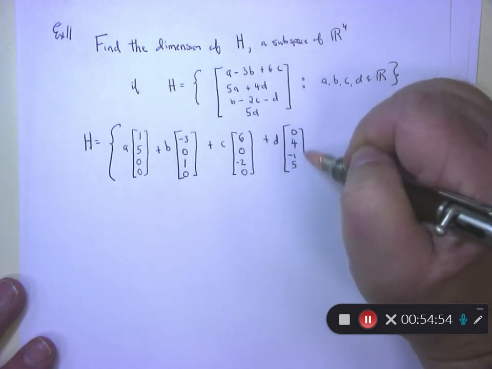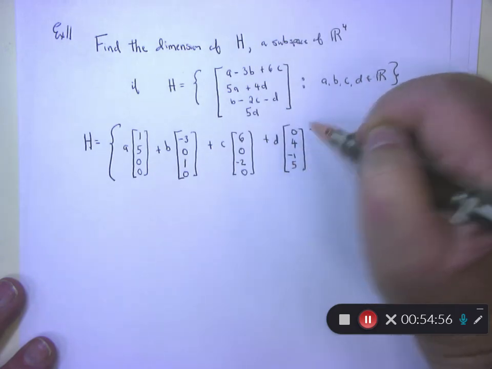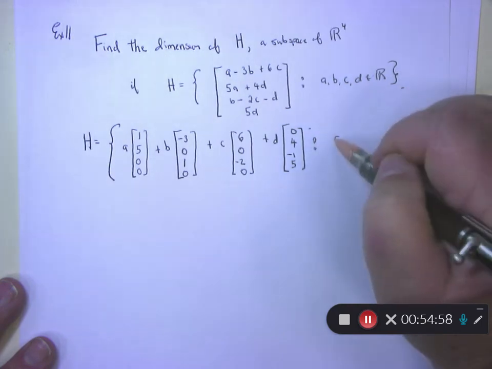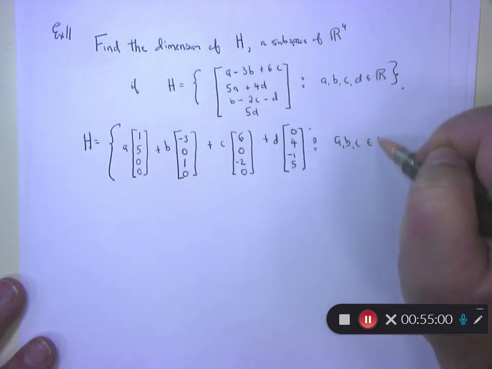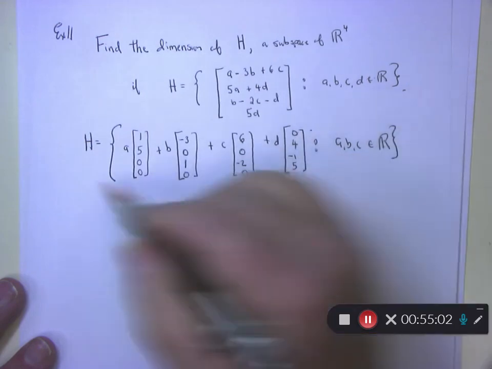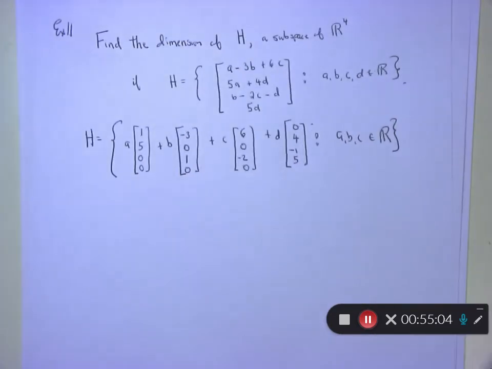Such that a, b, c are elements of the reals. So I've rewritten what H actually looks like. That was the trick right there. Okay?